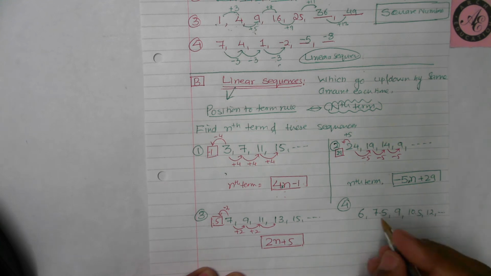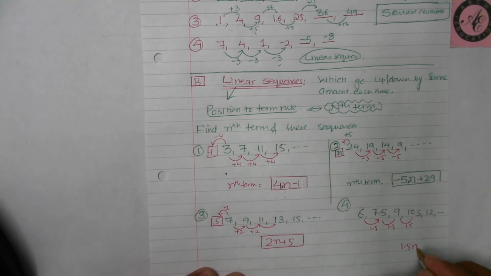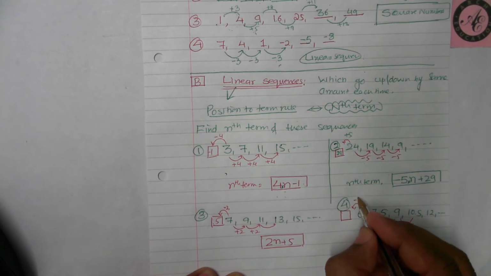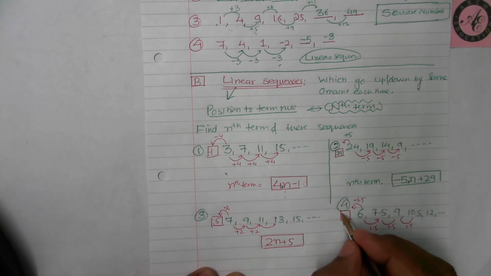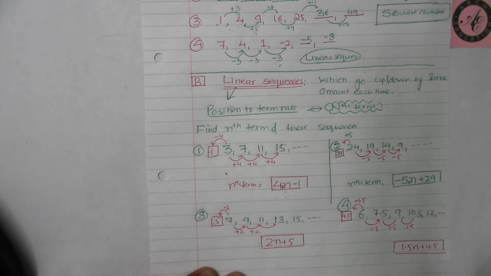Okay, this one is add 1.5, add 1.5, add 1.5. So 1.5n is the first part of the nth term. Go back and find the previous term. So 6 take away 1.5 would be 4.5. It's a positive again. So 1.5n plus 4.5. These are the nth terms.